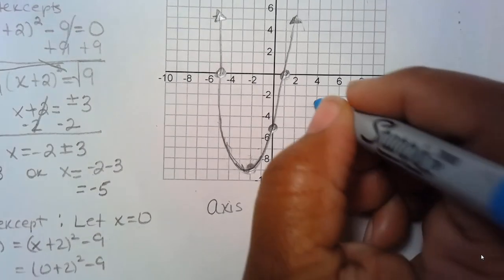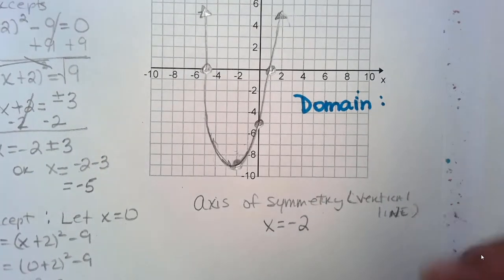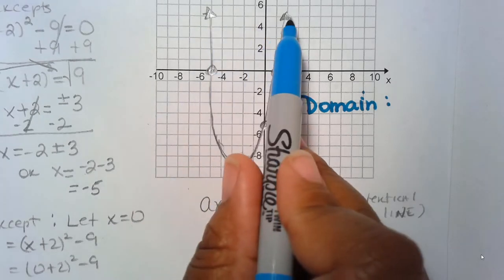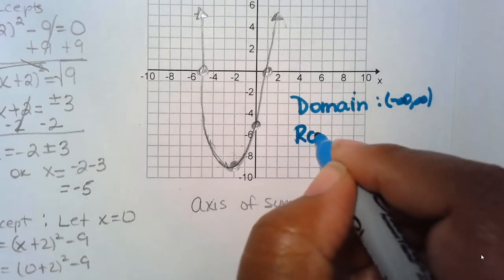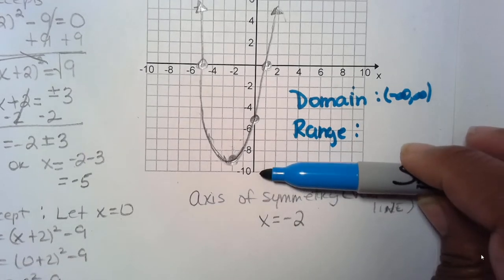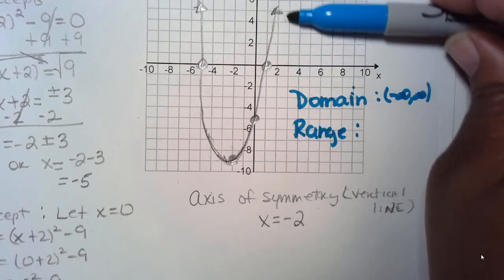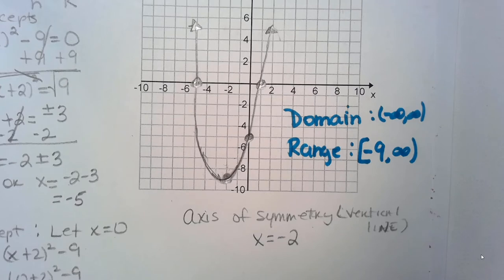So our domain, as we look along the x-axis, is from negative infinity to positive infinity. Our range, as we look along the y-axis, where does the parabola start? It starts at negative 9 and it goes all the way to positive infinity. There we go. This is our graph. We used all of the information that's needed to make the graph.